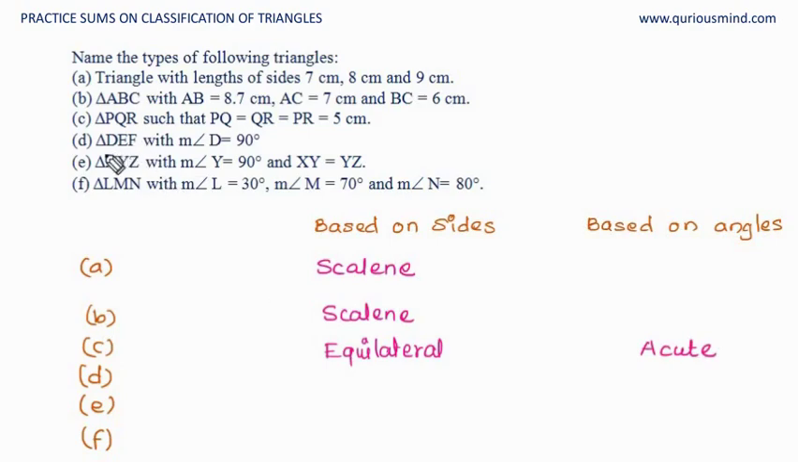Okay. Next one, triangle DEF with measure of D is 90. We don't have any information on the sides, so we cannot do it based on sides. So we'll do based on angle. Based on angle, it is a right angle triangle because one angle is 90 degrees.